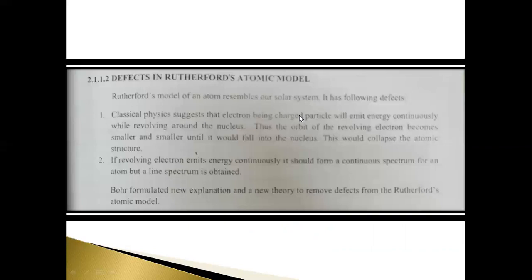There are two defects or problems in the Rutherford atomic model. What are those defects? Number one, classical physics, a branch of physics, suggests that an electron being a charged particle will emit energy continuously. According to classical physics, the electron is a charged particle, it has negative charge. So when it revolves around the nucleus, it must emit energy or radiation.